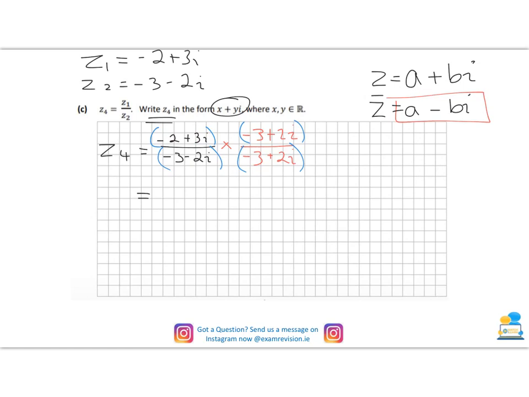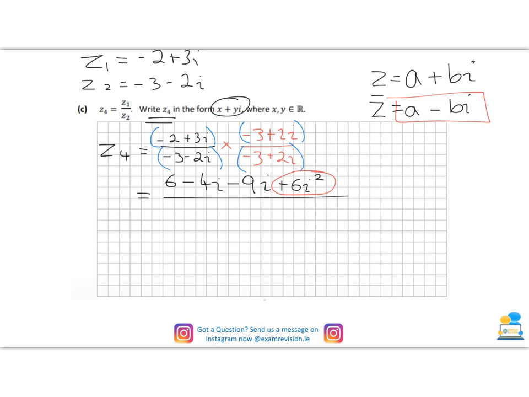So minus 2 by minus 3 is going to give me 6. Minus 2 by plus 2i is going to give me minus 4i. Then 3i multiplied by minus 3 is going to give me minus 9i. And we need to be careful for this one. So this is going to be plus 3i multiplied by plus 2i, so that is going to give me plus 6i squared. I'm going to come back to that in a minute, because we are going to have to change that, because we know what i squared is equal to.